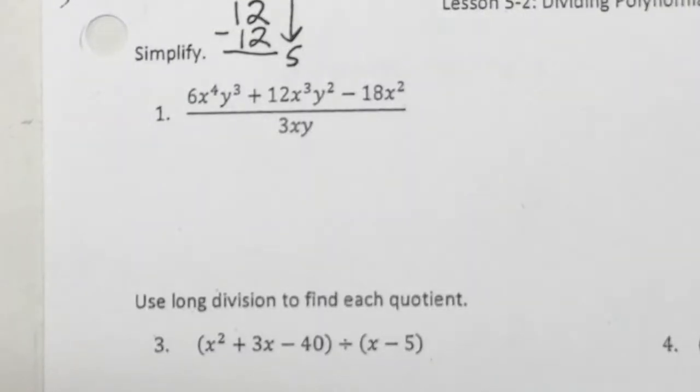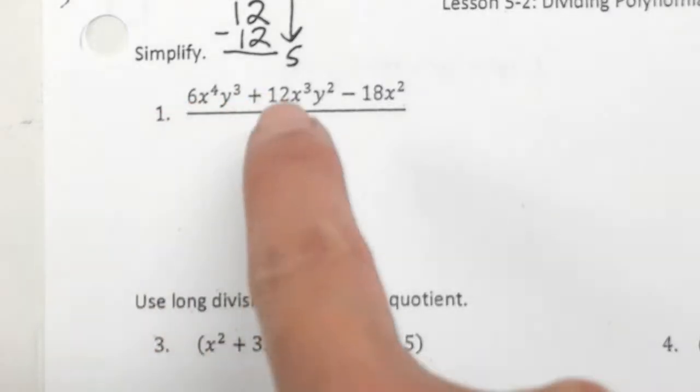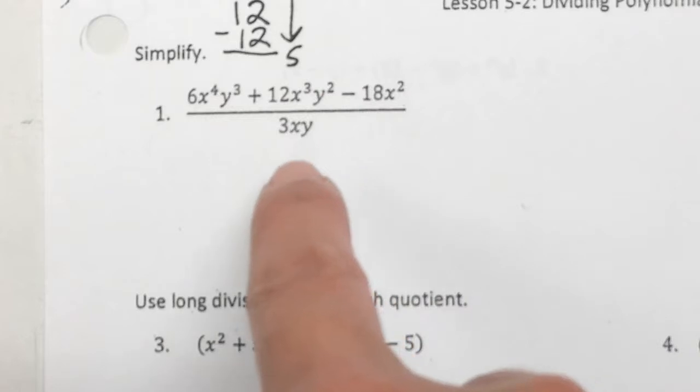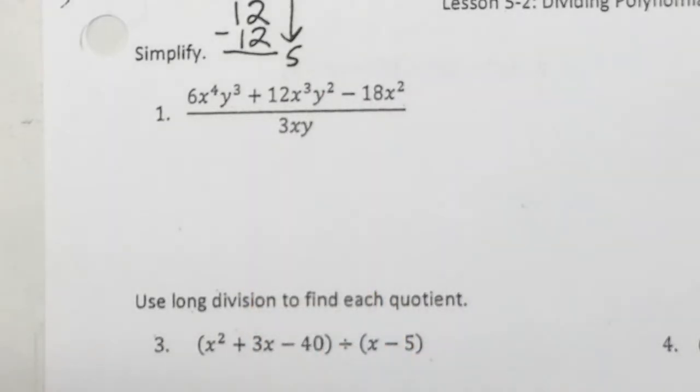Now, number 1, we don't have to use long division. And here's why. Notice that all of the terms, this one, this one, this one, and this one, do they all have stuff in common? Yes, so we can just simplify here. We don't have to use long division.